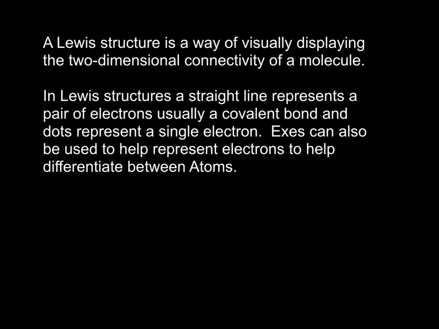Well, that was a well-duh statement if I ever heard one. A Lewis structure is a way of visually displaying the two-dimensional connectivity of a molecule. In a Lewis structure, a straight line is used to represent a pair of electrons, usually in the context of a covalent bond.